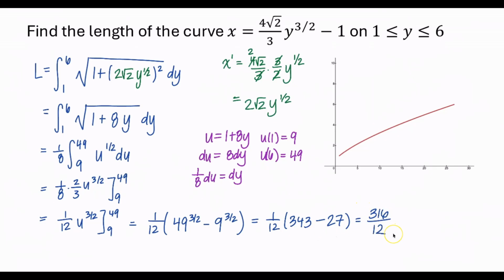And each of these is divisible by 4. So we're going to go ahead and have a final answer of 79 over 3. And again, we definitely need a numerical answer. We had a definite integral, and we're finding the length of the curve, the arc length.